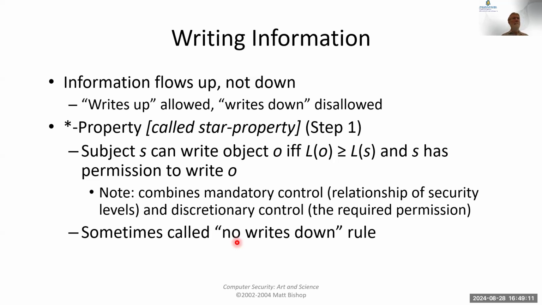Now, this is a mandatory access control system to maintain confidentiality. And if you follow all the rules, information cannot leak to a lower level. They call this the star property. I'm not sure why it's called the star property, but the textbook does. Basically, a subject can write an object O if and only if the level of the object is greater than or equal to the level of the subject. It's the no writes down rule.